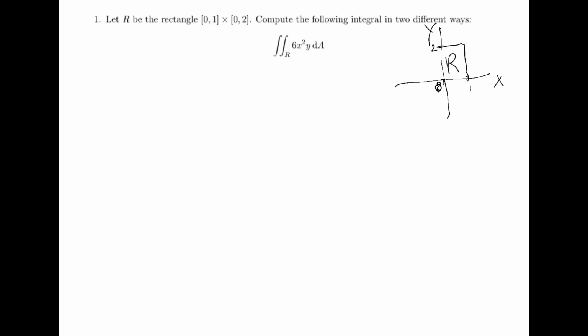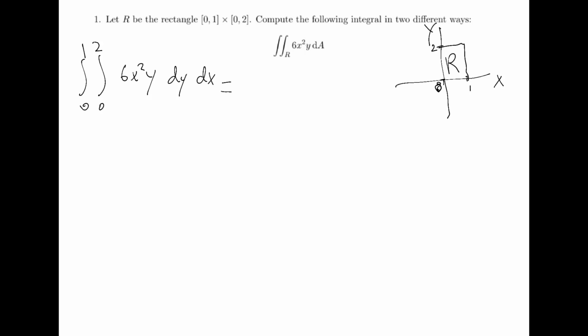And as we know, there are two different ways of computing over the rectangle. We have two different orders of integration. So let's first do the dy dx. First we go x, and x goes from 0 to 1, so we get the integral from 0 to 1, that's going to be dx. And then I have the dy, and y goes from 0 to 2. And then we have the integrand, which is 6x squared y. Okay, let us compute this one first.